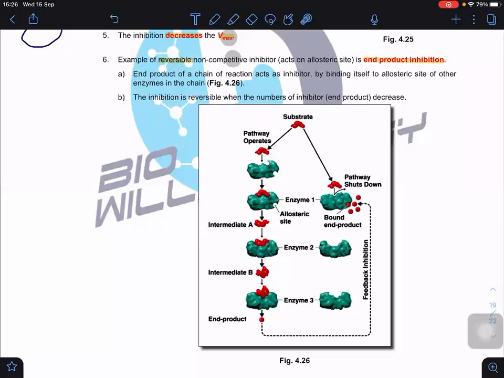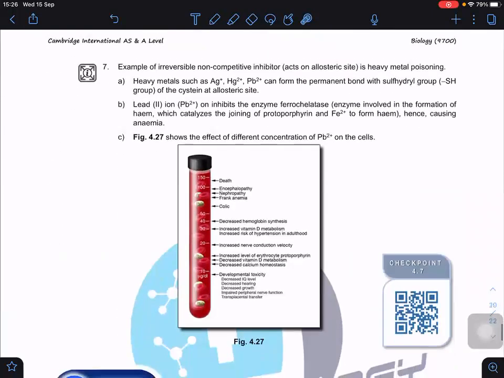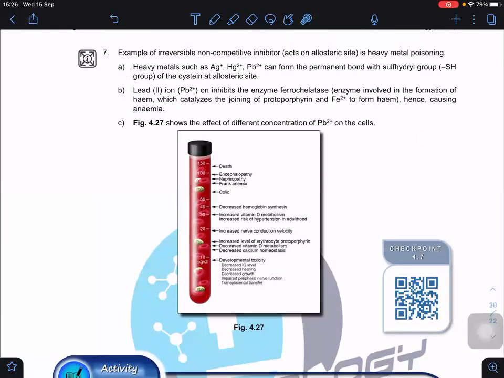Are you clear? And we do know that the end product and the substrate don't bind to the same site, the allosteric site. So therefore, there is no competition. So therefore, this kind of inhibitor is called a non-competitive inhibitor. Are you clear? Okay. Now we have another one where the inhibitor actually binds irreversibly.